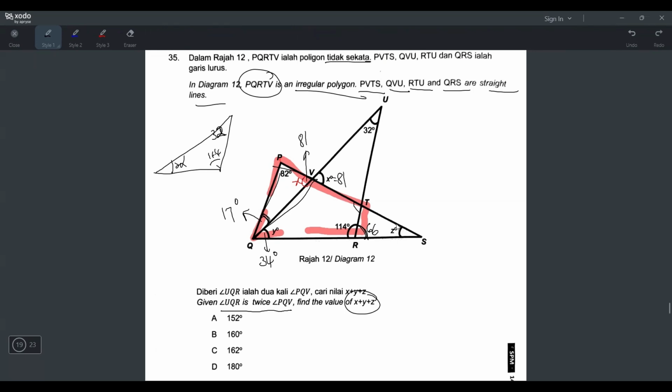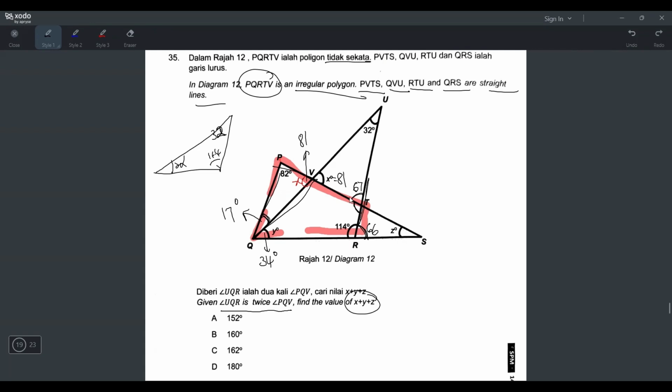Okay, now yang tinggal Z je yang tak cari lagi. So, can I find this angle? Yes, because this triangle, right? So 180 minus 81 minus 32. Let's tekan. Okay, sudah tekan. Dapat 67. Tapi ini bukan jawapan lagi. Ini hanya angle sini. Okay, how to find the other angle here?